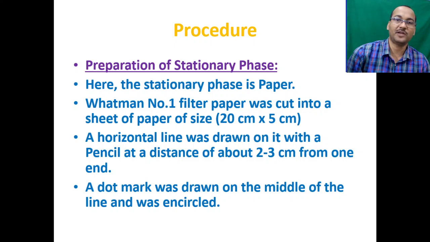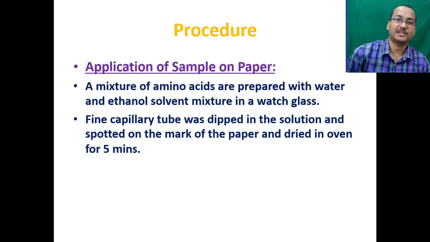Whatman filter paper was cut into a sheet of size 20 cm by 5 cm. A horizontal line was drawn on it with a pencil at a distance of about 2 to 3 cm from one end, and a dot mark was given at the middle of the line and was encircled. Then application of sample onto the paper. The mixture of amino acids was prepared with water and ethanol solvent mixture in a watch glass, and a fine capillary tube was dipped in the solution and spotted on the mark of the paper and dried in an oven for 5 minutes.